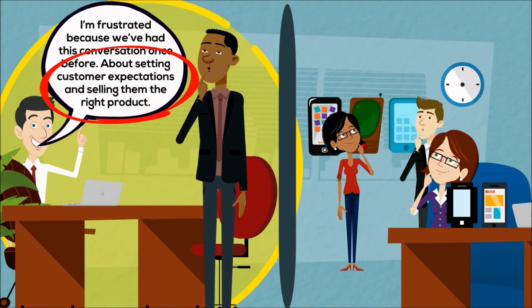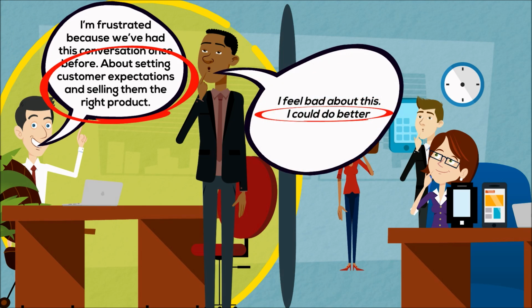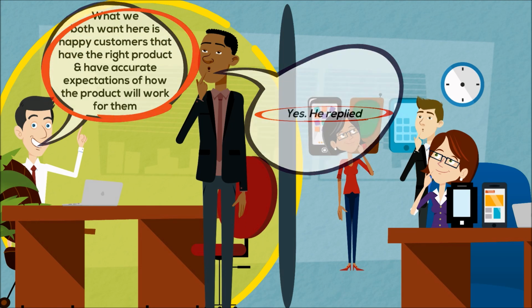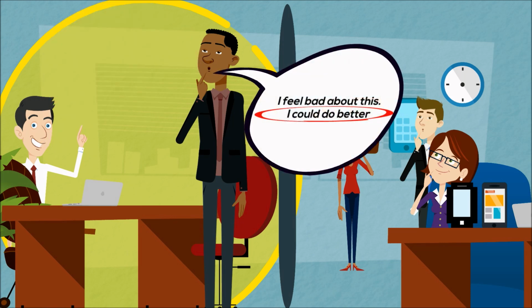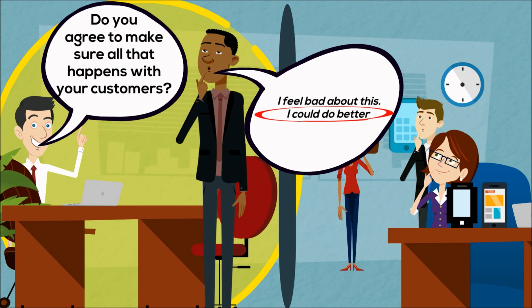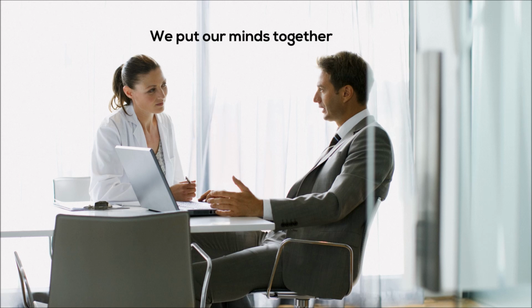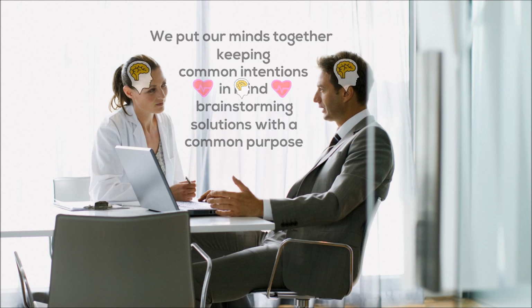If you remember the story in Module 6 about the sales guy Chuck and my conversation with him about setting customer expectations, the common intentions turned into go-forward solutions naturally. In the conversation, Chuck admitted he could do better. So it was a natural solution for him to commit to being clearer in his discussion with customers about their expectations. Simply put, common intentions turn into common purpose and things get done. We put our minds together, keeping common intentions in mind, brainstorming solutions with a common purpose.